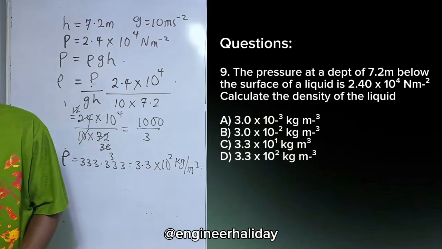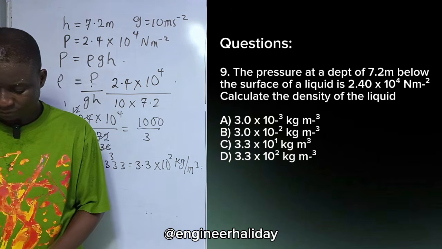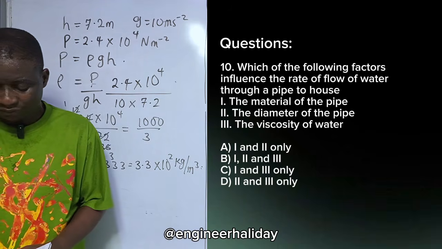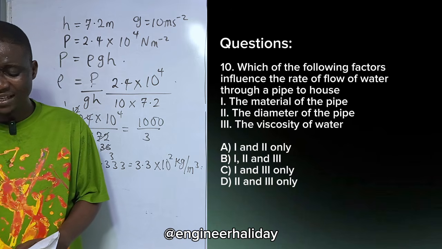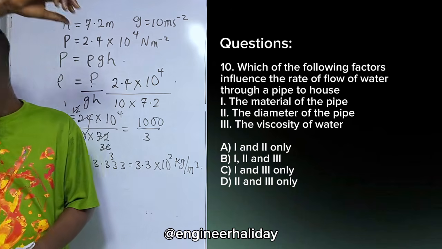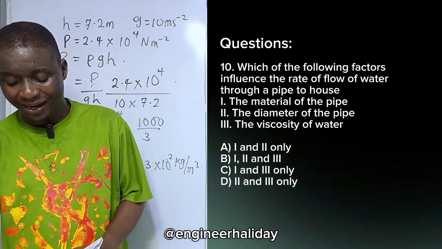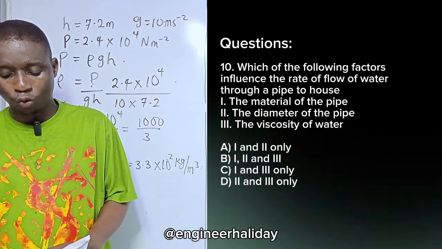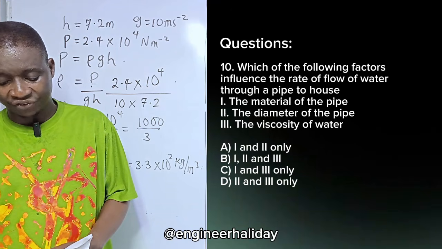Now we want to look at number 10. They said which of the following is a factor that influences the rate of flow of water? Which of the following affects the factors influencing the rate of flow of water through a pipe to houses?